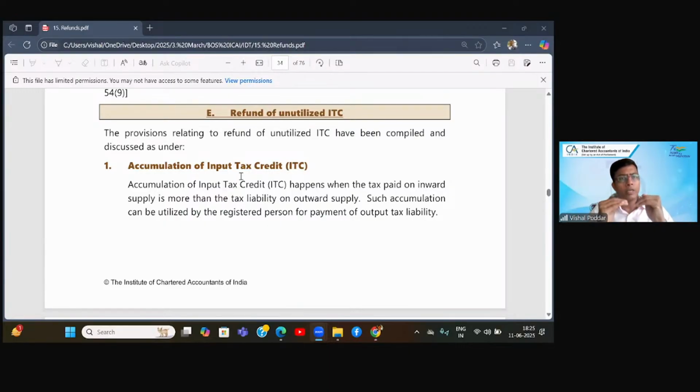Why? Because let us say I export my goods or services with payment of tax, or I supply to SEZ with payment of tax, or I am a supplier of deemed export where I've charged GST on my deemed export. In all these cases, let us say I've charged 100 rupees as the GST, whatever it is, IGST, or in case of deemed export, it may even be CGST plus SGST.